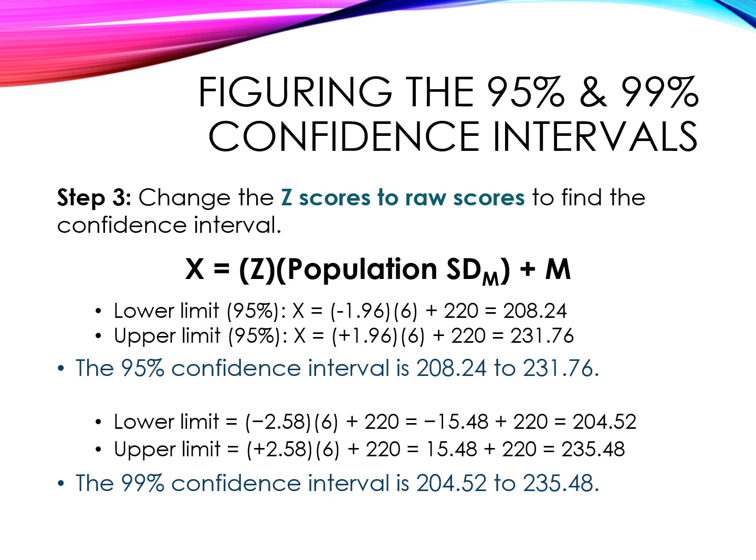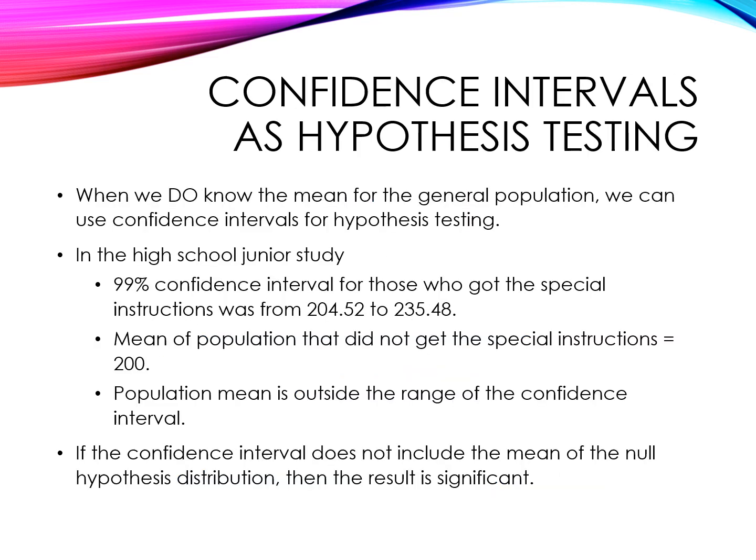Okay, it's got to be in there. If the general population mean is not in there, what does that mean? That means that my sample of juniors who took this test with the special instructions maybe really did do better. So maybe we could use this confidence interval as a hypothesis test.